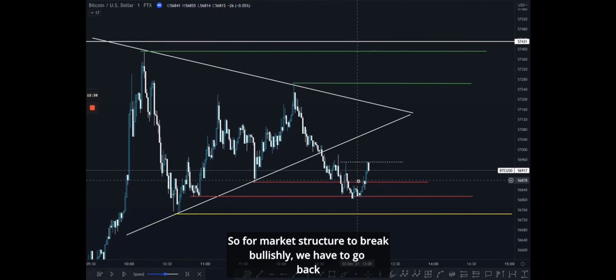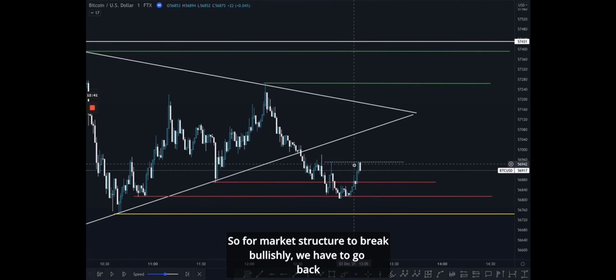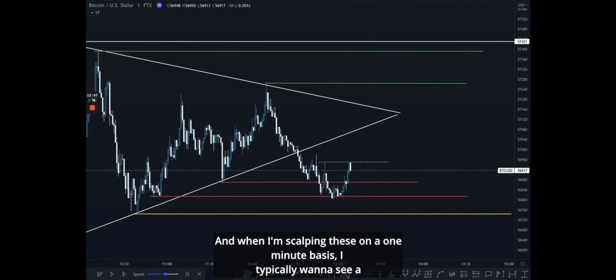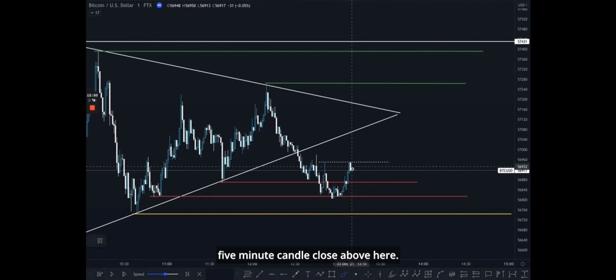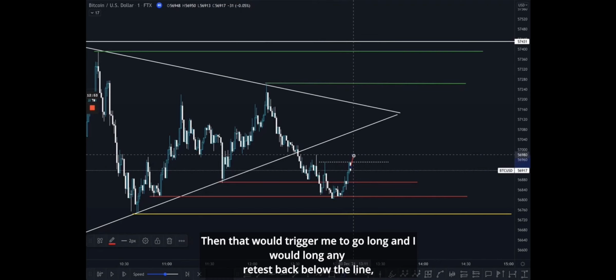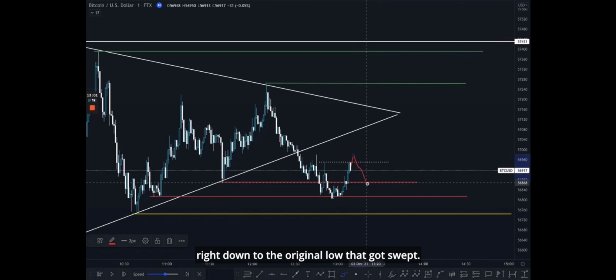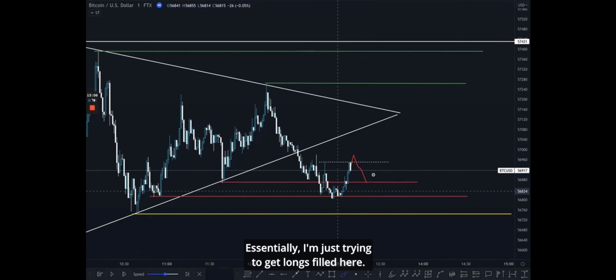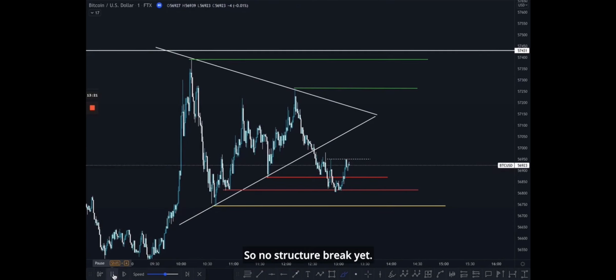For market structure to break bullishly, we have to go back above that and close through it. When I'm scalping these on a 1 minute basis, I typically want to see a 5 minute candle close above here. Then that would trigger me to go long, and I would long any retest back below the line, right down to the original low that got swept, which you could say is this one or possibly that one. Essentially, I'm just trying to get longs filled here. So we'll play it on. No structure break yet.